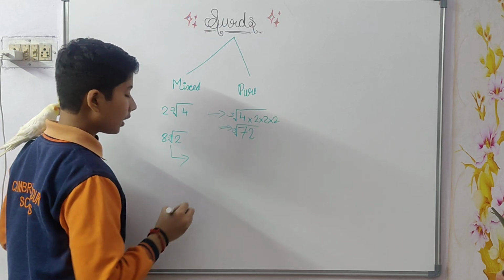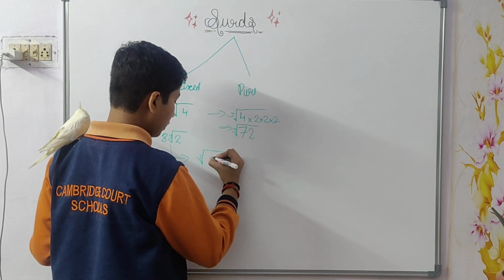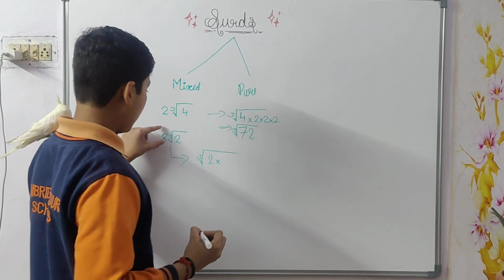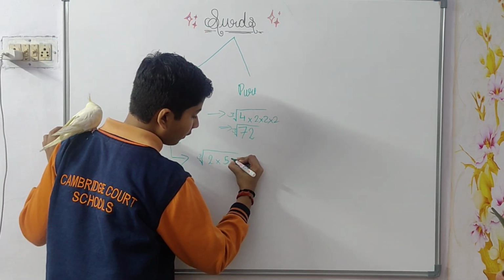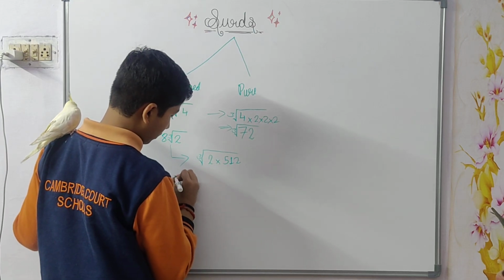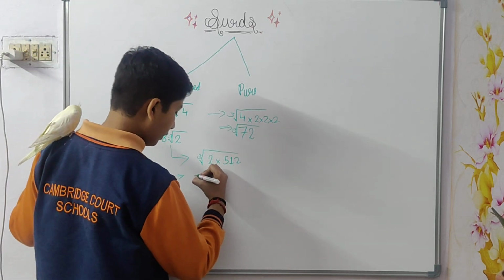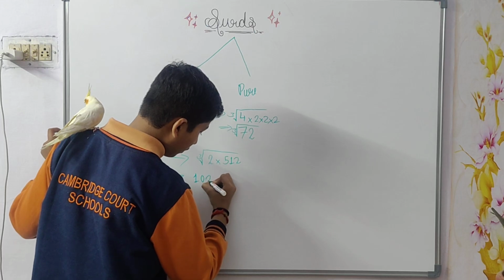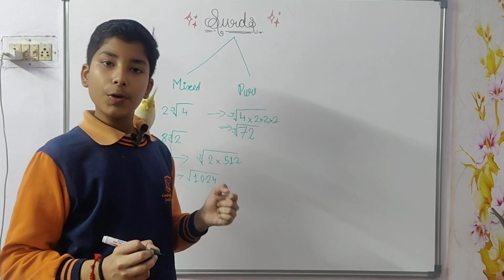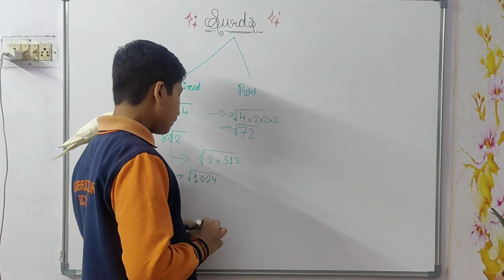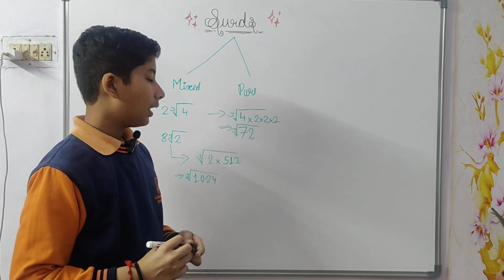Now, if this one, again the same method. Cube root 2 multiplied by 8 into 8 into 8. We know 8 cube is 512. Now 512 into 2 is 1024. Now we know that 1024 is a square, but it is not a perfect cube. So it will be remaining like this only.